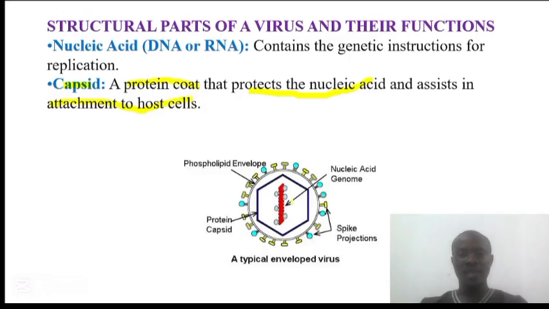So just observe here, this red structure you see here, this is the nucleic acid, and the blue structure you see surrounding this nucleic acid, it is the capsid.